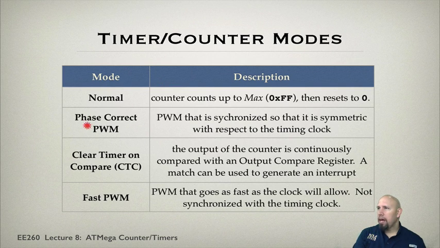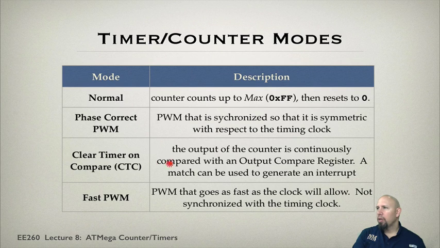Okay, we talked a little bit about phase correct pulse width modulation. So that is pulse width modulation that is synchronized so that the center of the pulse is symmetric with respect to the timing clock, as opposed to fast pulse width modulation that goes as fast as the clock will allow. And it's synchronized with the falling edge, which is not that significant of a feature, but that's how it's synchronized. And then we have the clear timer on compare.